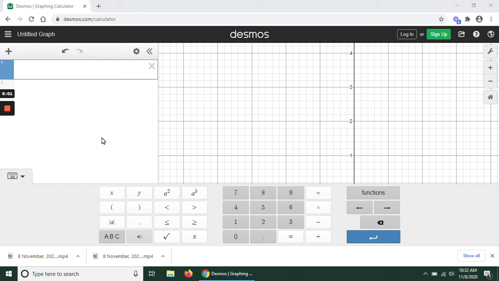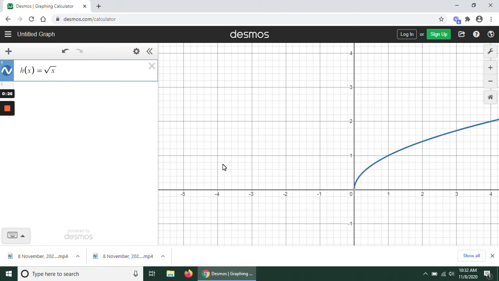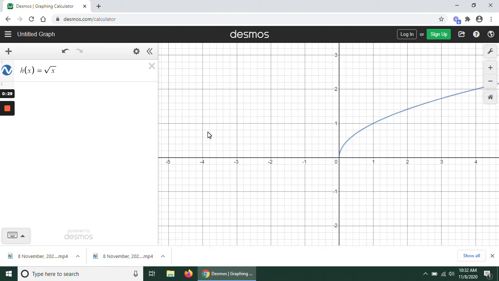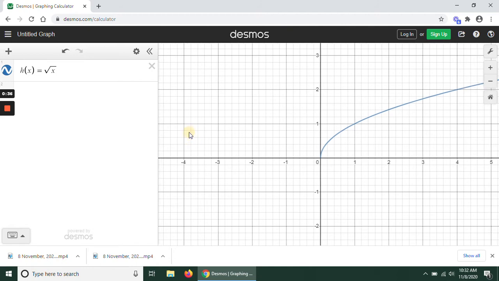Okay, class, we're going to continue with the translation of graphs. Let me type in a square root function. Okay, all right, so here we have the parent square root function, and here is its graph.